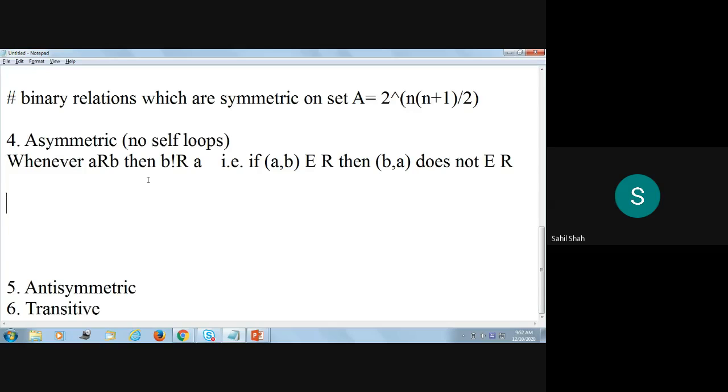So I want example from your side. Again, let us say A is 1 comma 2 only. So can you tell me any example of a relation which will be asymmetric?